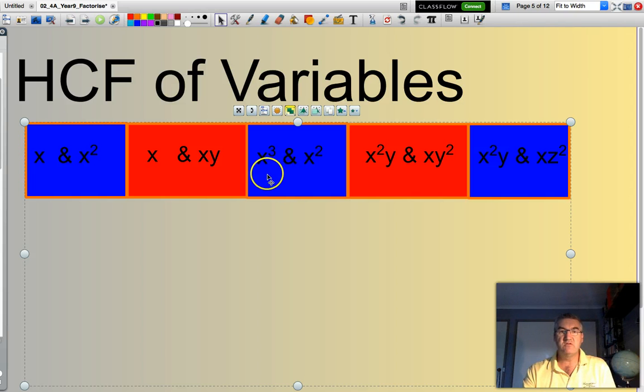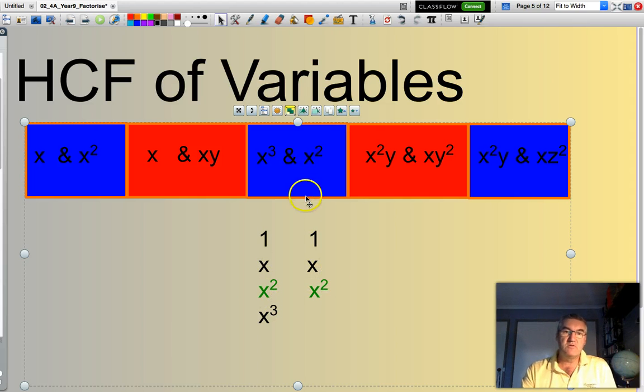This time we have x cubed and x squared. So have a think about that for a second. Okay, factors of x cubed would be 1, x, x squared, x cubed. Factors of x squared would be 1, x, and x squared. You notice I always go from the lowest to the highest, and the highest factor that's in both of those would be the x squared.